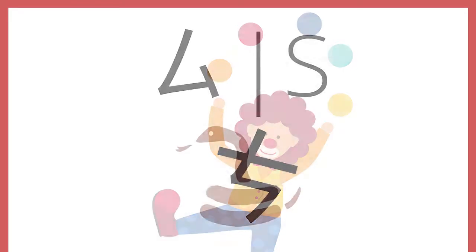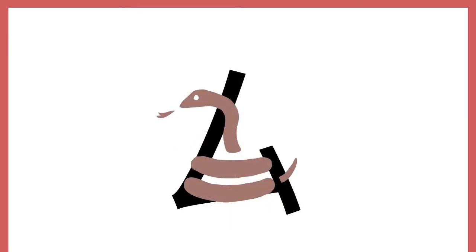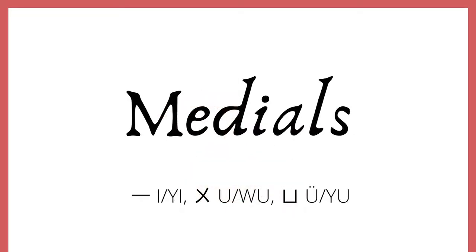See? Then there's si as in snake without the nake. Si. The pinyin is S, of course, and the Zhuyin looks a bit like a coiled snake rearing its head. Phew, those are the initials. Now, let's take a look at the medials. There are 3 of them.